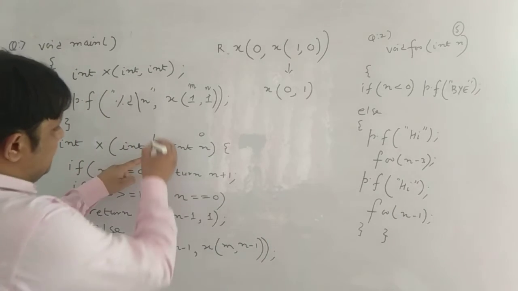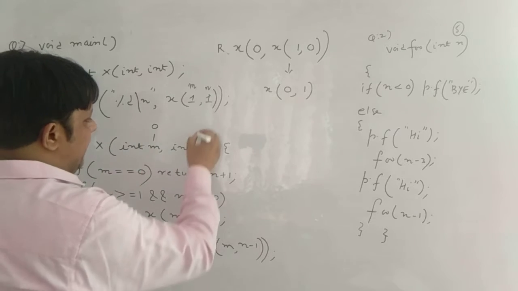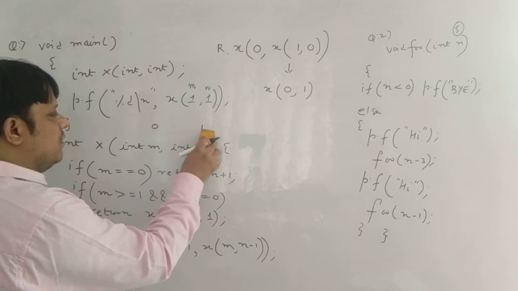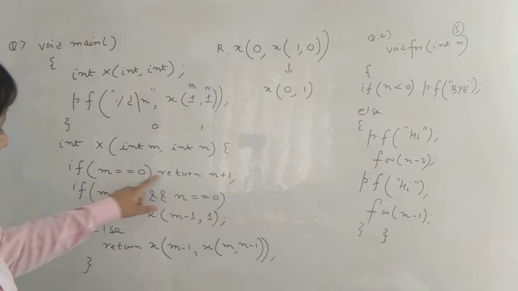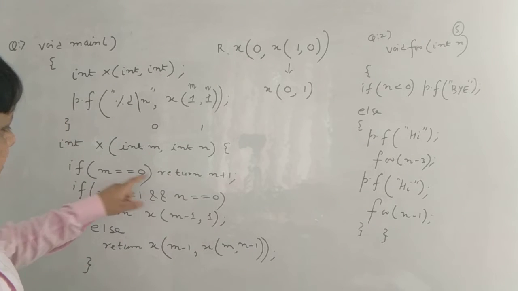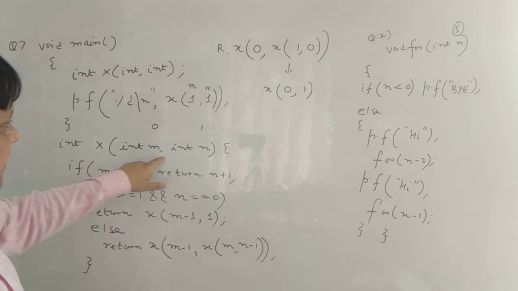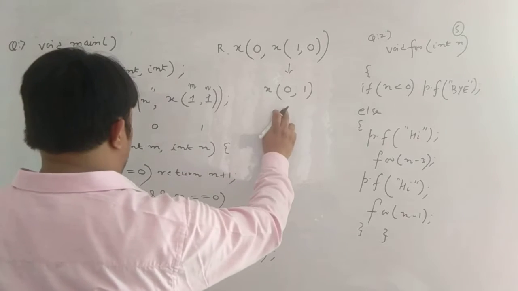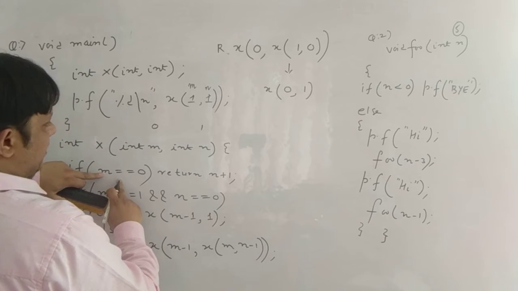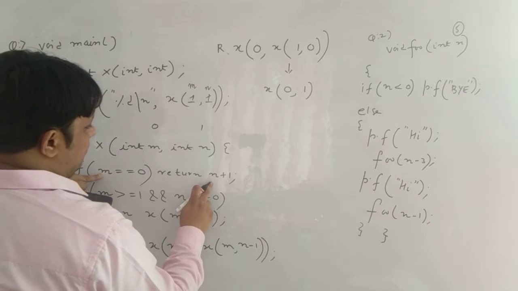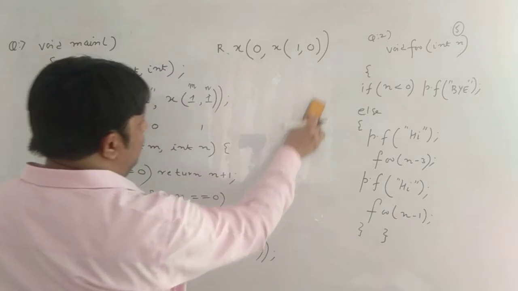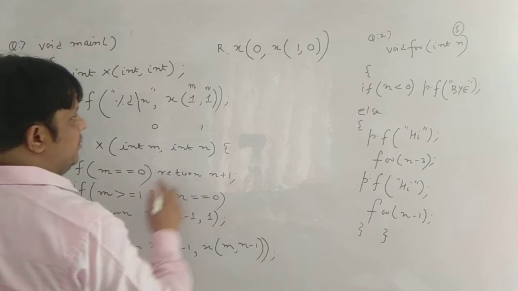Now the value of m is 0 and the value of n is 1. So now we are calling this function 0 comma 1. Now we come here, it is return n plus 1. N is what? So it returns 1 plus 1, 2. Since the value of m is 0, the condition is true, so it will return 2. So it is returning 2.